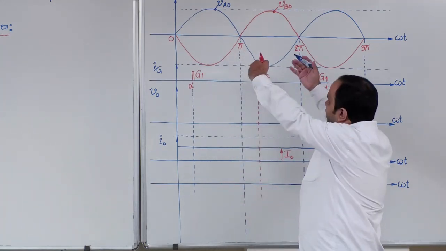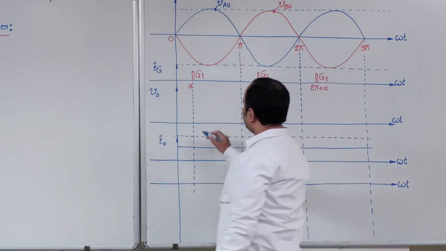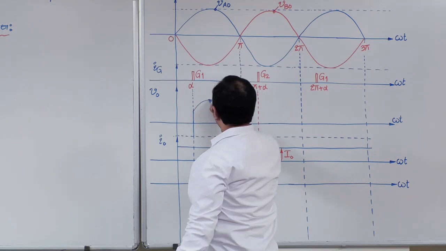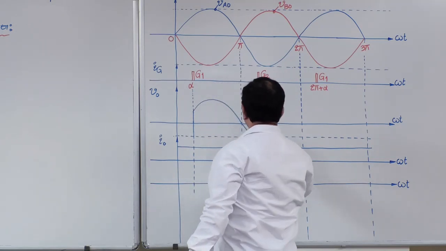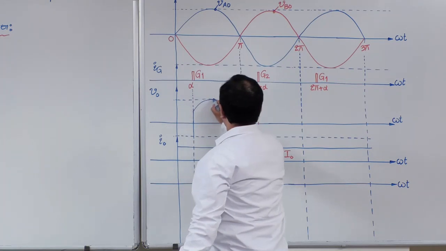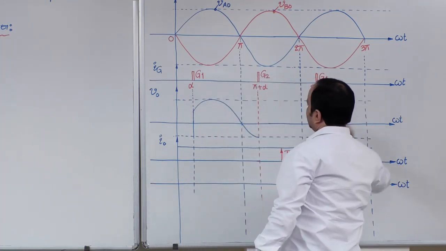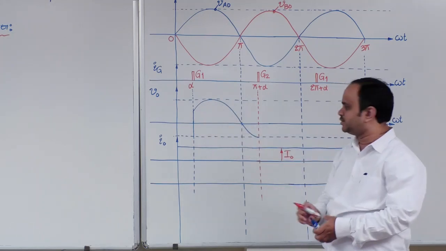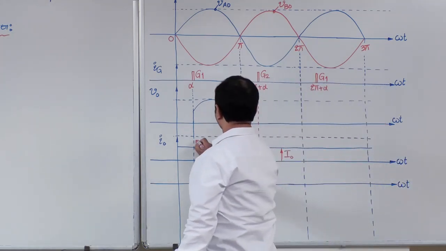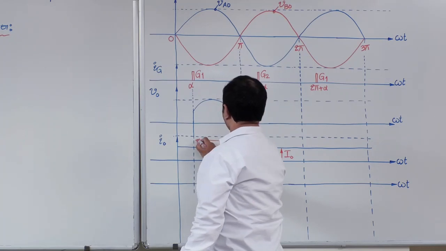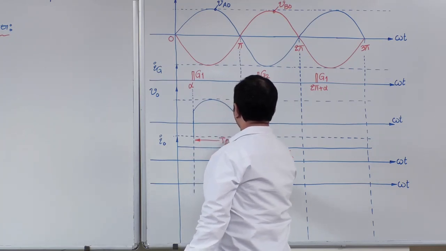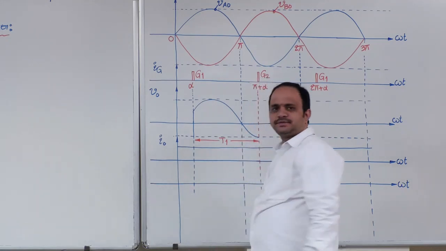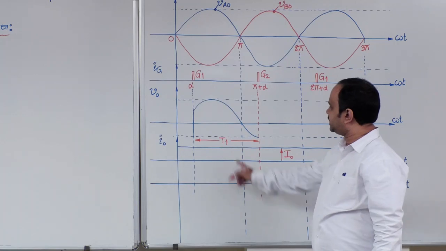If you look at the source voltage waveform from alpha to pi plus alpha, and take the VAO blue color sinusoidal and draw it here, it will be something like this. The VAO waveform plot will be like this. In this interval, which device is in conduction? The T1 device is in conduction.